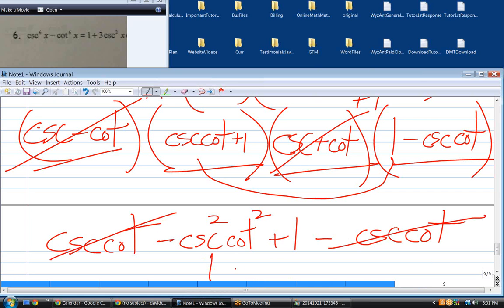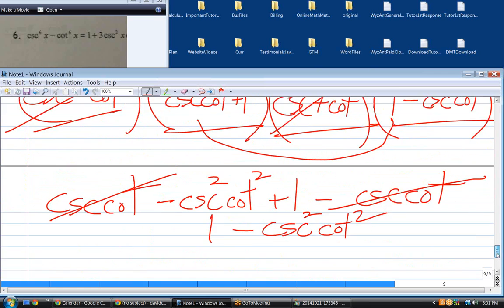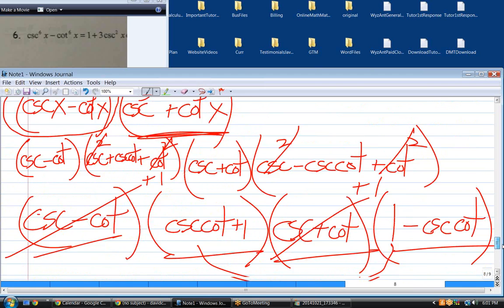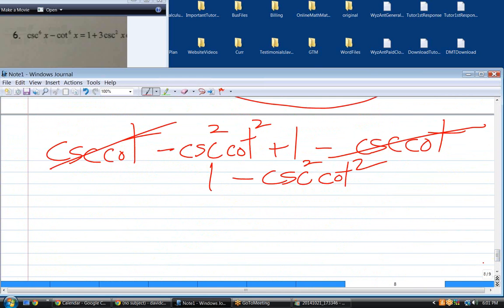This looks like 1 minus cosecant squared cotangent squared. Now how is that equal to 1 plus 3 cosecant squared cotangent squared? So that's supposed to equal 1 plus 3 cosecant squared cotangent squared. You sure that there's nothing else on the end of that? Yep, that's it. Oh, no, there is. It's cotangent squared x, but you wrote it down. Right, I wrote it down right. Yeah, okay.